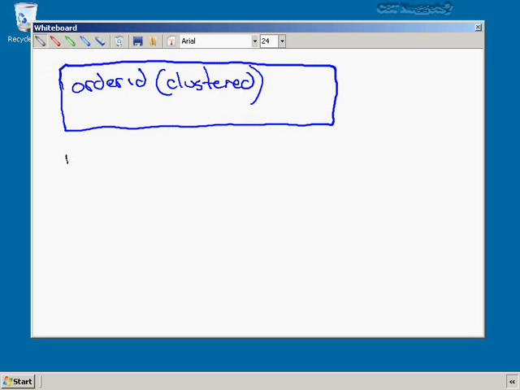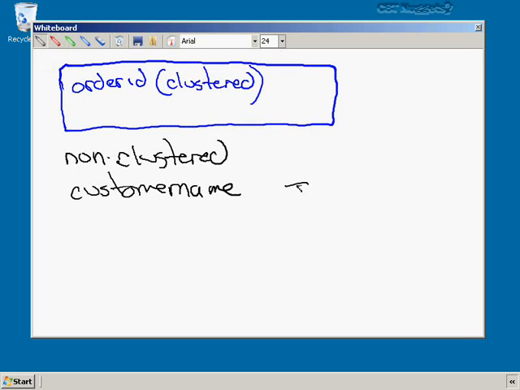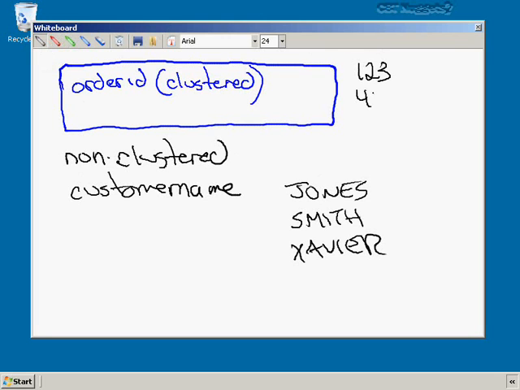But we've created a non-clustered index, and we've done that on the customer name. So this non-clustered index is going to look something like Jones, Smith, and Xavier. The clustered index is going to look something like order 123, order 456, and order 789. If all we need is the customer name, we can go to the index and get the customer name from the index. We don't actually have to go to the data page itself.